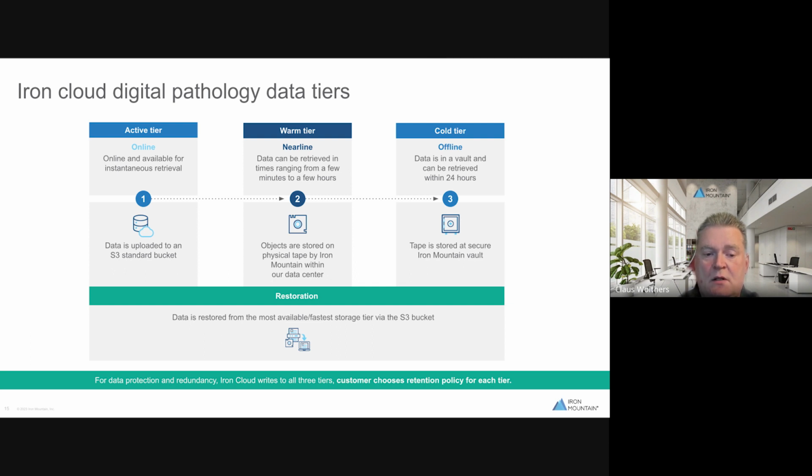Finally, for restoration, this is where you identify what images you need brought back online. If the images are in the cold tier, the user will select it and the slides are brought back online seamlessly for you to view.